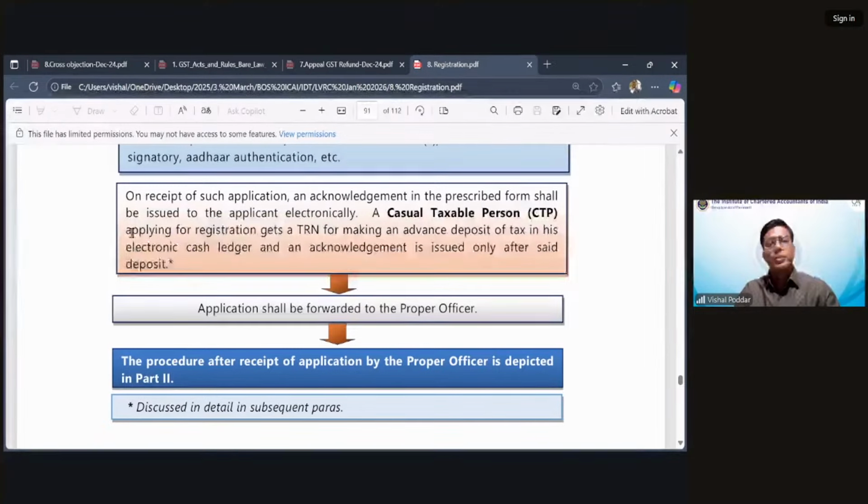A casual taxable person, if you remember, has to apply in advance. He, who is applying for registration, gets a TRN, and this TRN has to be used by him to also make advance payment of tax. So not only does he have to get registered prior, but also he has to make advance payment of tax. Now somebody will ask, sir, if he has not done the business, how can he make advance payment of tax? The answer is simple. The person will be estimating what would be the liability, and on the basis of this estimate, the person would be paying the tax in advance. Just a minute.